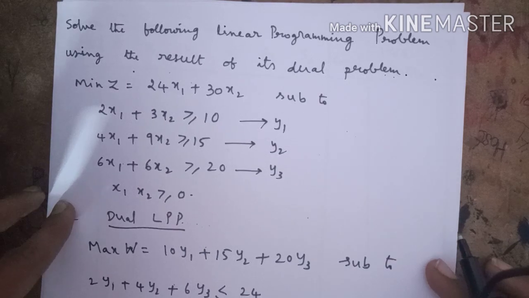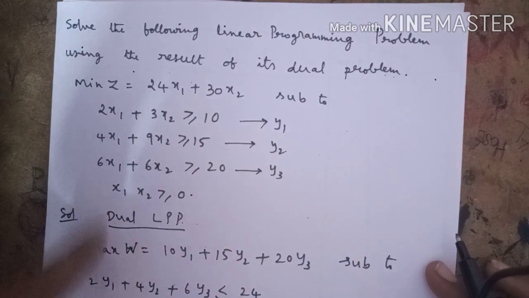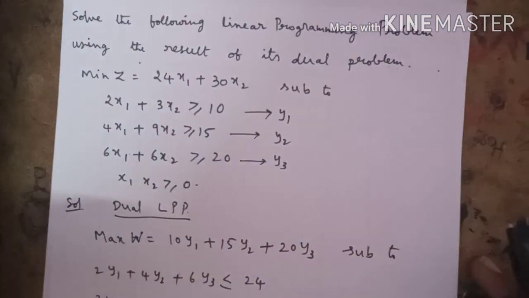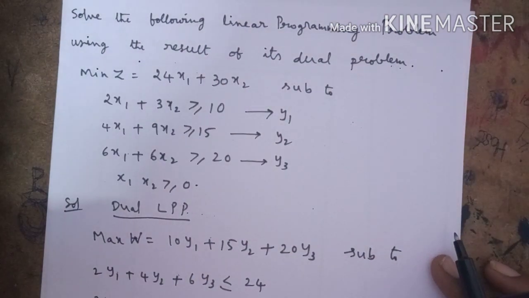Solve the following linear programming problem using the result of its dual problem. I am going to solve this LPP using the result of the dual LPP. The given LPP is in which form? Now see the given LPP.